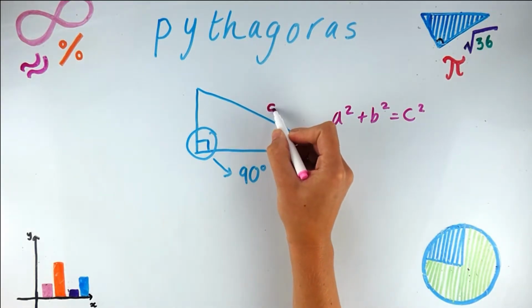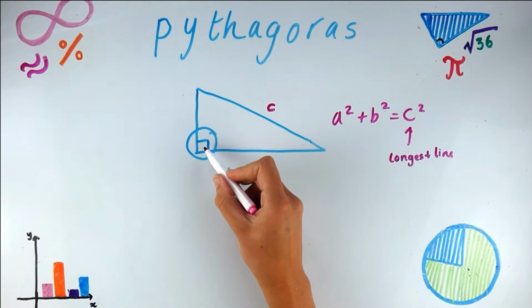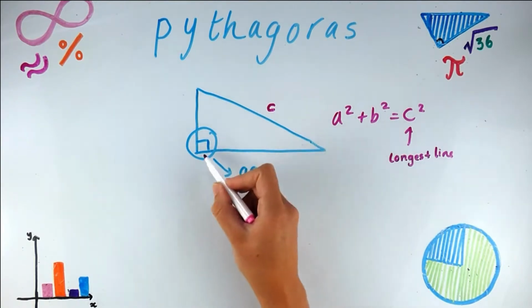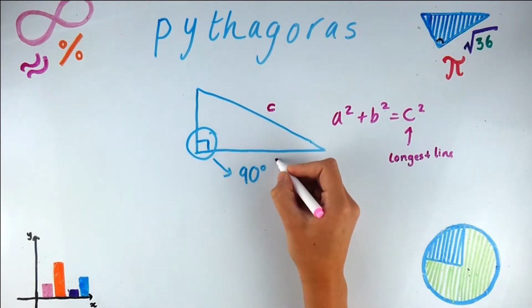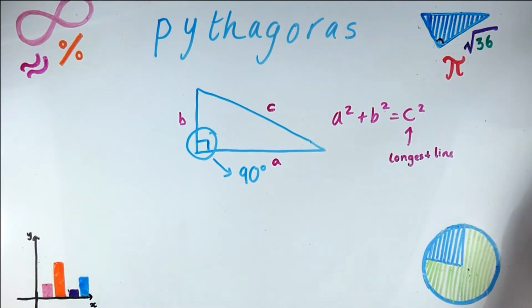And we need to know what a and b and c correspond to on the triangle. So c is the longest line, and this is also called the hypotenuse and is the line opposite the right angle. A and b are then the two shorter lengths. Okay, so the best way to do this is to look at some examples.